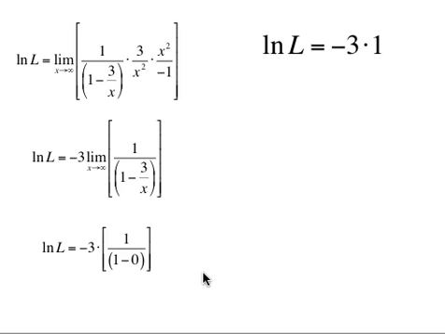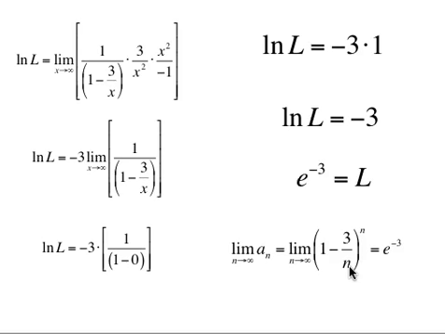So we have the natural log of L equals negative 3. The base of the natural log is e. So e to the negative 3 power equals L. Now what was L? Remember, L was the limit as n goes to infinity of a sub n, which was the limit as n goes to infinity of 1 minus 3 over n to the n. And we get a relatively small number, but not 0. We get e to the negative 3 in this case.